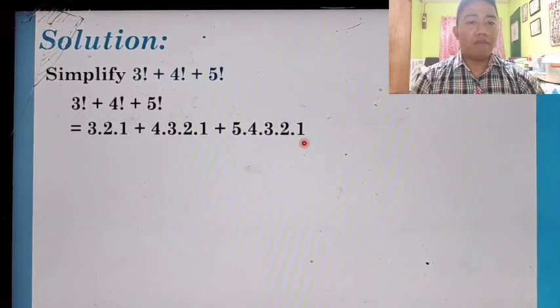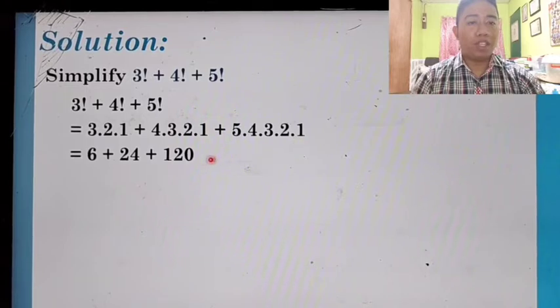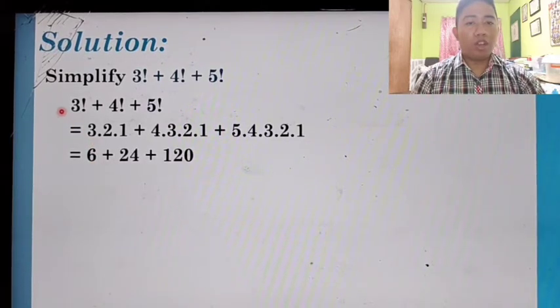Okay, the next step is to simplify these factorials using the factors. So 3 times 2 times 1 is 6. 4 times 3 times 2 times 1 is 24. And 5 times 4 times 3 times 2 times 1 is 120. For ease, you can also memorize these factorial values for the given natural numbers. So we know that 3 factorial is 6, 4 factorial is 24, and 5 factorial is 120.